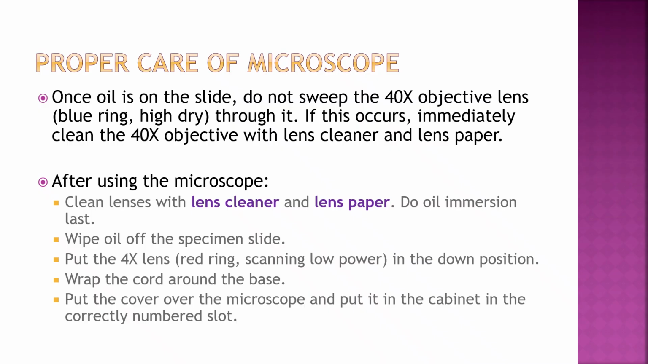After you're finished observing your specimen, you're going to clean the lenses with lens cleaner and lens paper, and then we're going to do the oil immersion lens last because we don't want to transfer the oil back to the other objectives. We're going to wipe off the specimen slide, and then we're probably going to reuse that specimen slide unless it's one that you made and it may go into the glass breakable box. Put the 4X objective, the red ringed, low power one, back in place on the rotating nose piece. Wrap the cord around the base, put the cover back on the microscope, and put the whole thing back in its correctly numbered slot.